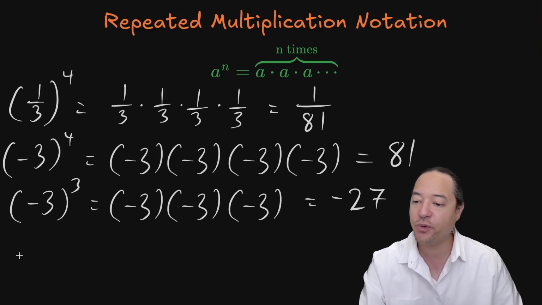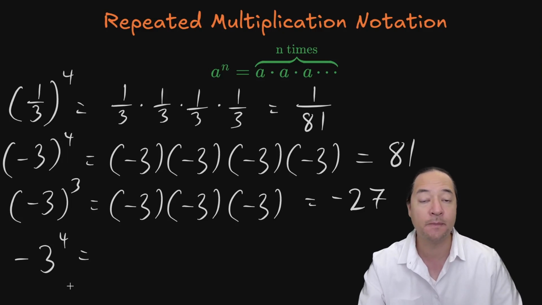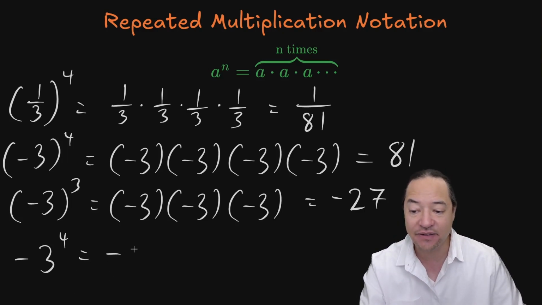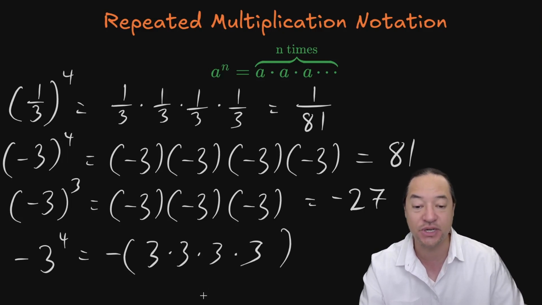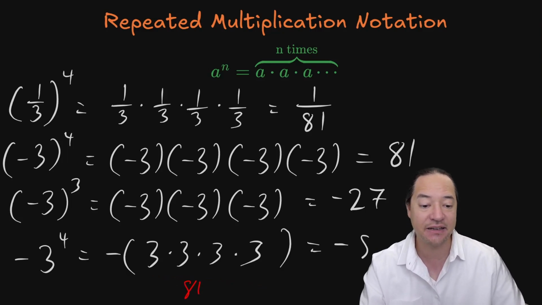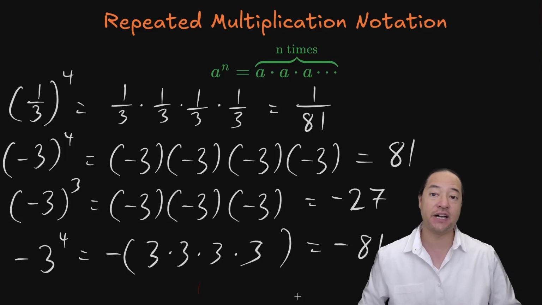And finally, what if we didn't have these parentheses? What if we just said negative 3 to the fourth power? What's that going to equal? Well, what this actually indicates is you're going to take the negative of 3 to the fourth power. So 3 times 3 times 3 times 3, right? And so all of this inside here is 81. So what we're going to get then is negative 81 as the final result there.